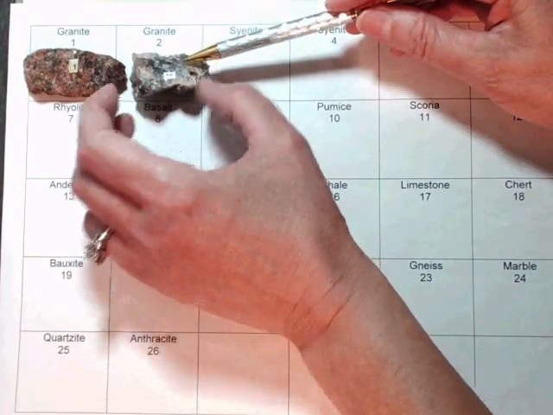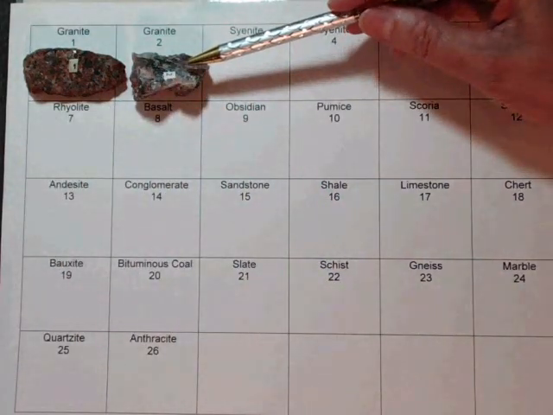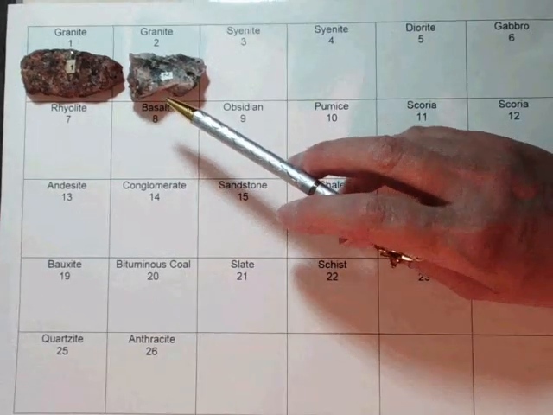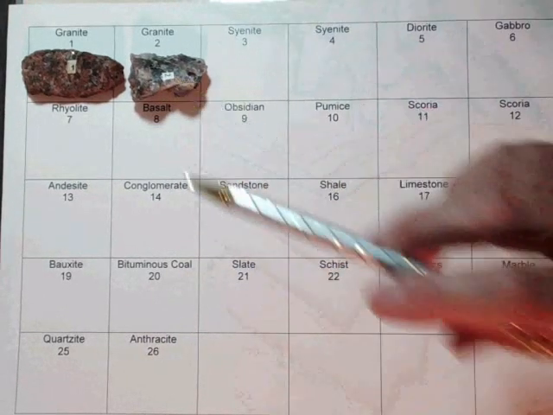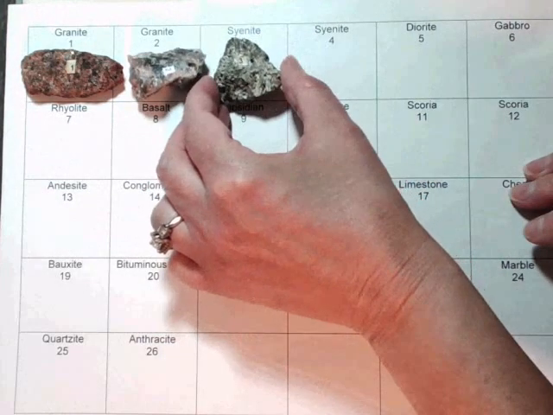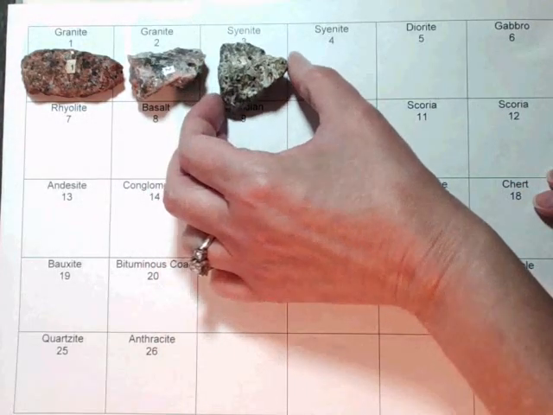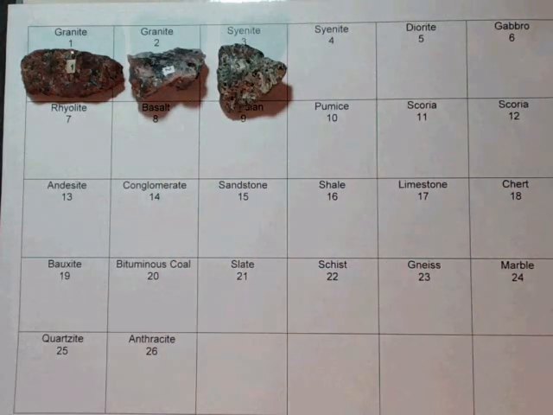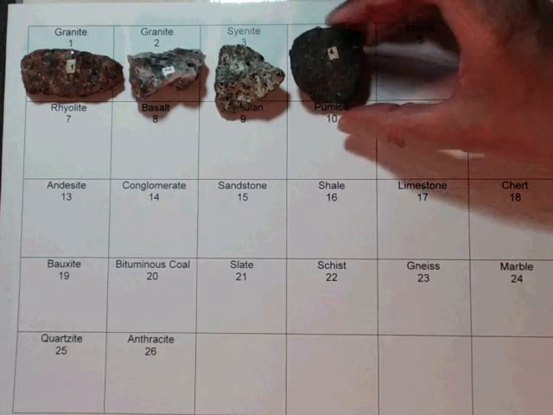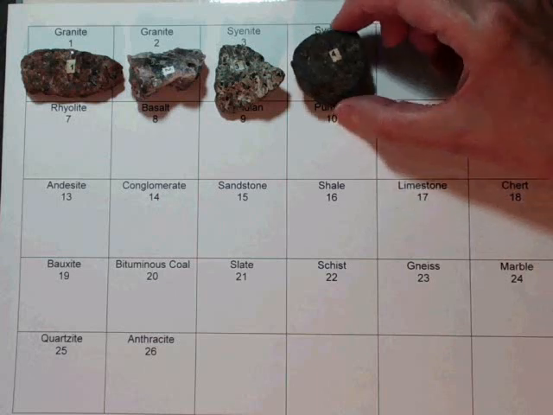Both, though, are intrusive, so they both cooled at slower rates than, say, an extrusive one. But this one cooled much more slowly here. We've got a light and a dark variety of our syenites. So again, just within certain ranges of mineralogy, you'll get slight differences in the appearance of these.